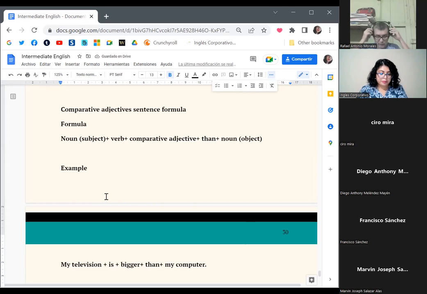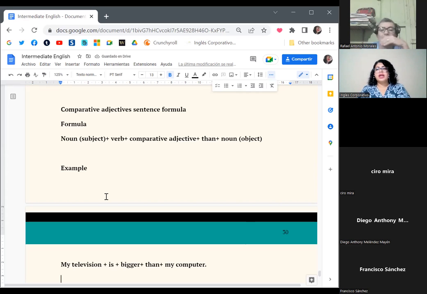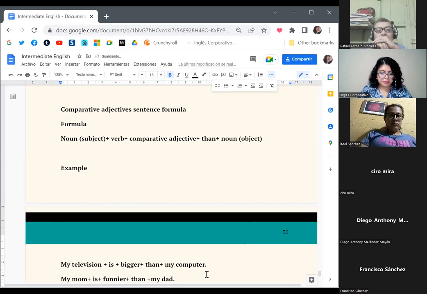Then we can create another kind of sentence. For example, my mom is funnier than my dad. So we also have the structure, and we can add the plus between the parts to mark the spaces. And we have the sentence.